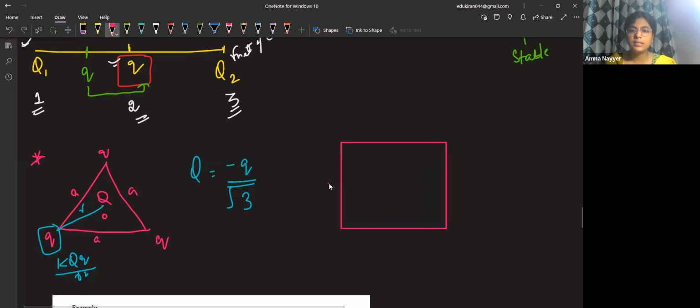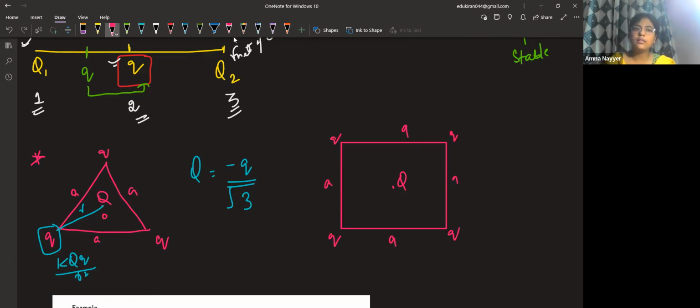This is a square, a side is present, all the 4 charges are present. If you are asked this question and at the center of the square, what will be your answer? Net force? 0.